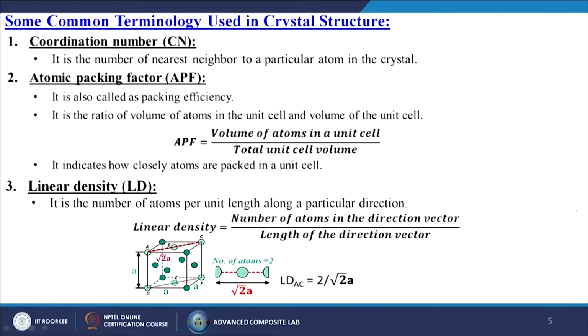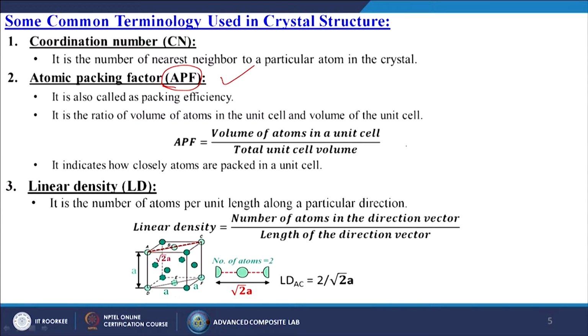Next is the atomic packing factor. This is a very important one. It is also called the packing efficiency. It is the ratio of the volume of atoms in the unit cell to the volume of the unit cell, and in short it is called the APF. So, what is APF? It is the volume of atoms in a unit cell divided by the total unit cell volume. It indicates how closely atoms are packed in a unit cell.